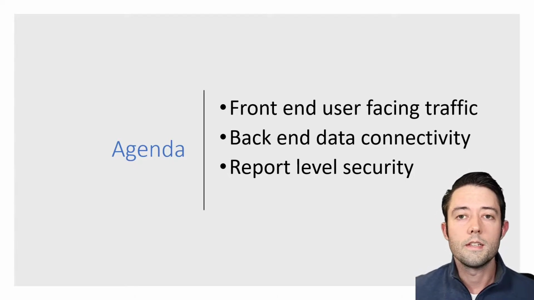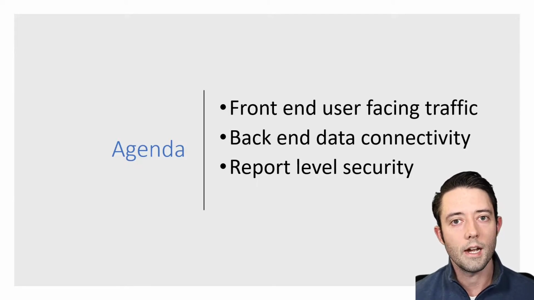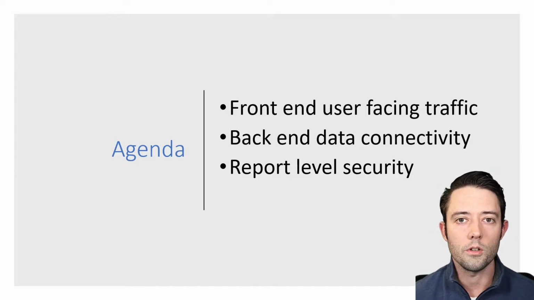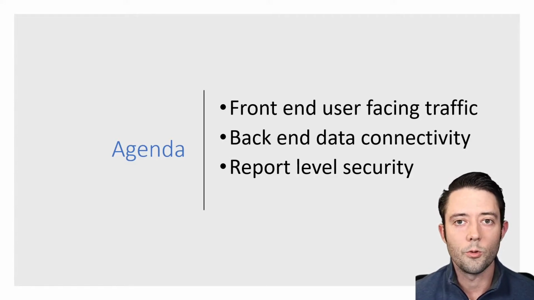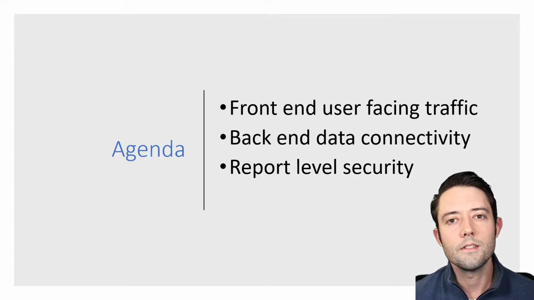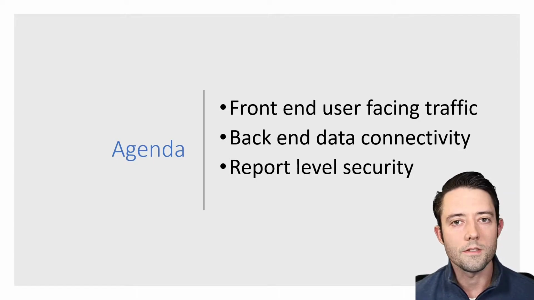So the first thing we're going to take a look at is front-end user-facing traffic and the different ways you can control how people get to the Power BI portal. The next thing we're going to take a look at is the backend connectivity story for the Power BI service and different scenarios of how you can connect to data, whether it's in the cloud, whether it's on-premise, whether it's in an isolated network like a VNET. And then lastly, we're going to take a look at when data is in the Power BI service, how do you control that? And so what are the different control mechanisms for reports inside of Power BI?